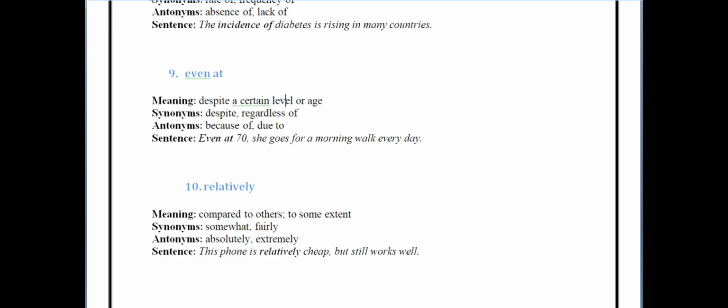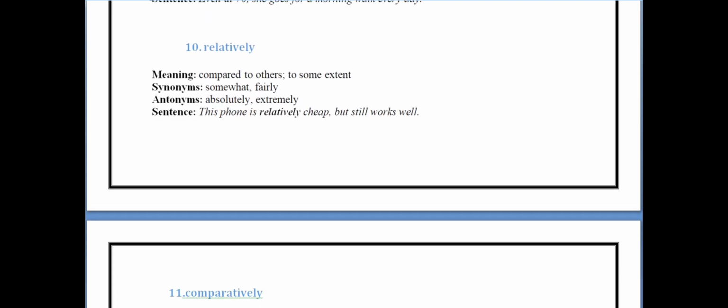day. The last two words, word number 10, is relatively. Very important to use in your writing and speaking. And when it comes in listening or reading, what is the real meaning of the word? It means compared to other things or to some extent.